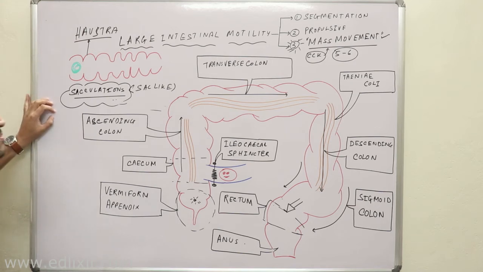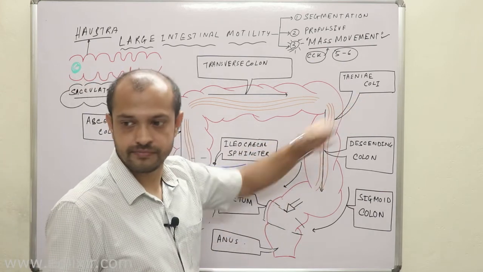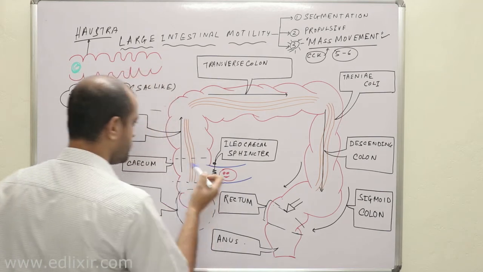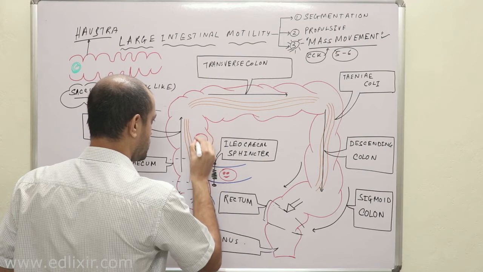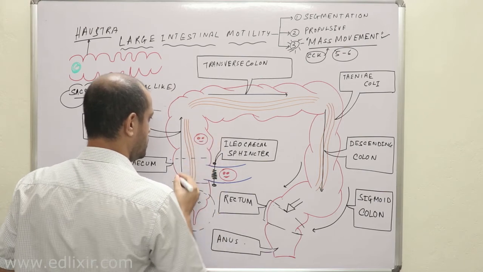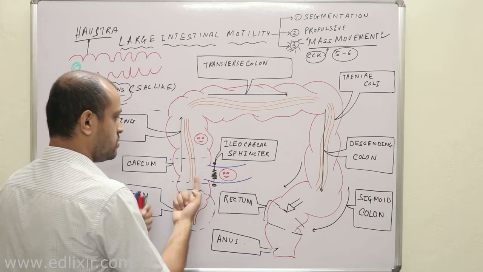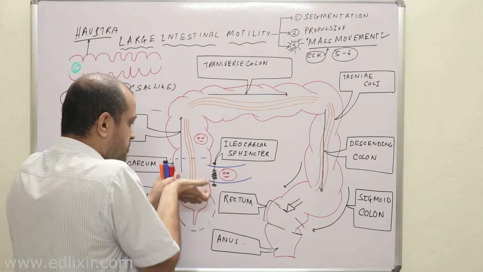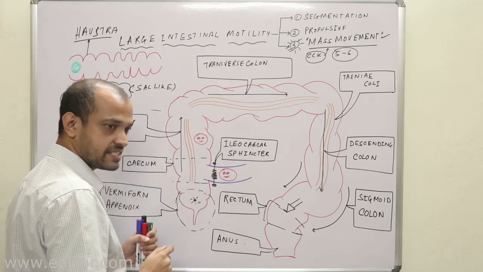Now a very important part here we need to understand is this: why do we need Taenia coli? Because suppose there is a food particle here, a food bolus or chyme. Now this food particle is going against gravity. That means powerful contraction should occur so that this particle can move against gravity.